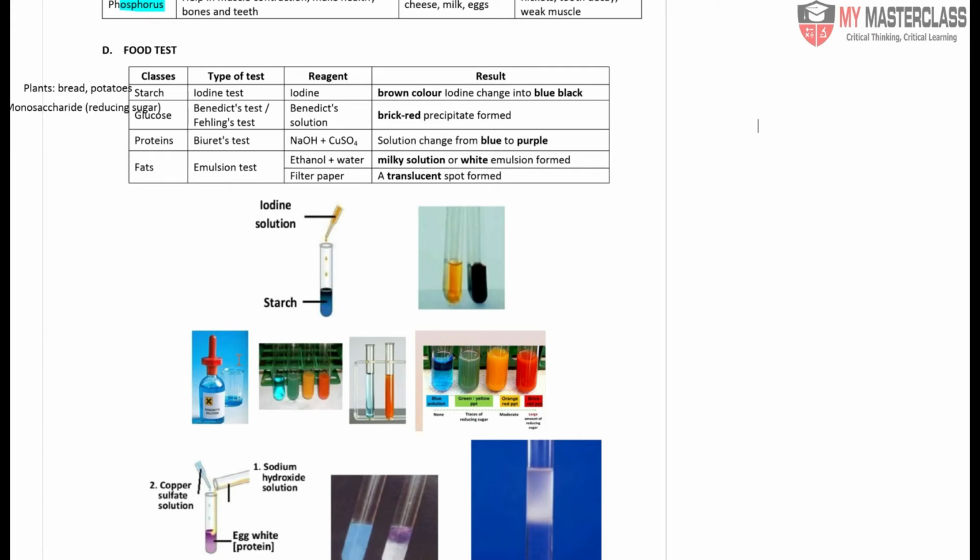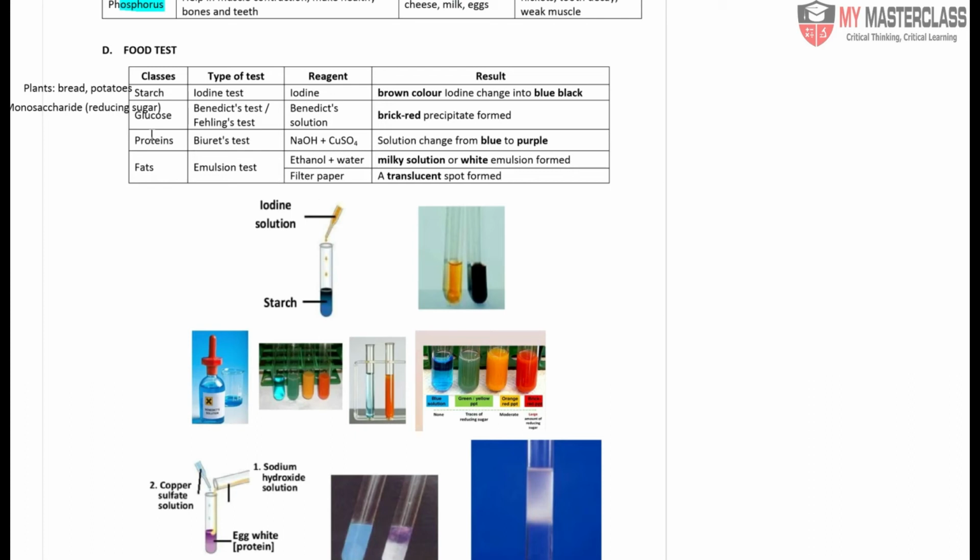So when I have got increasing amount of reducing sugar, so for example, if I have got 10% glucose solution versus maybe 50% glucose solution, the one with the 10% glucose solution will have a lighter color compared to the one with a 50% glucose solution, which will change to a brick red color.